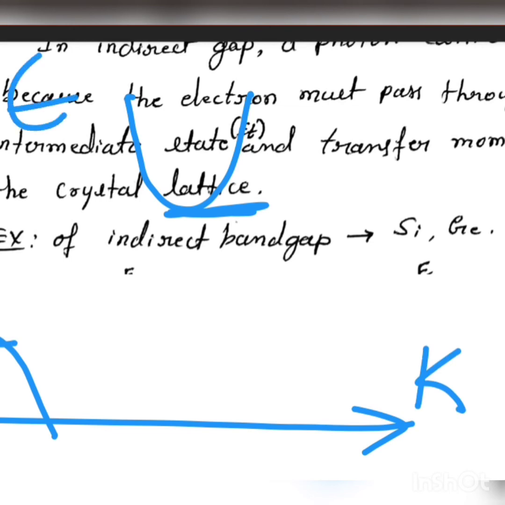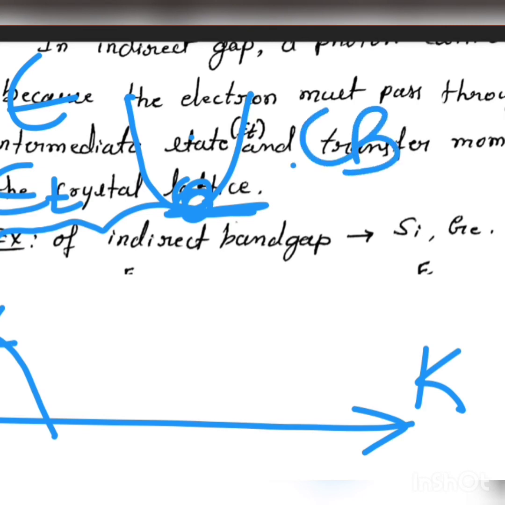So what has to be done? The electron in the conduction band has to reach the valence band. So it has to move to an intermediate state ET, and from there it has to go to the valence band. The momentum of the electron in the conduction band has to be changed and it should reach an intermediate state, and from there it has to come to the valence band.